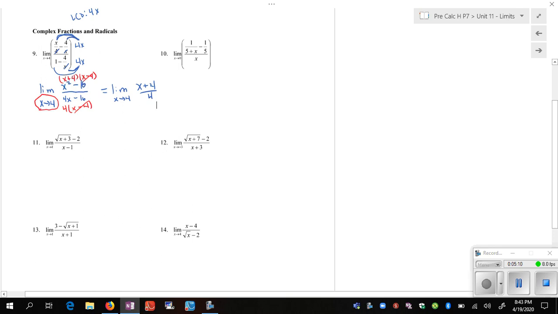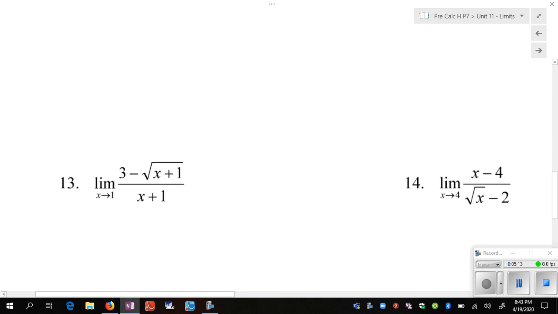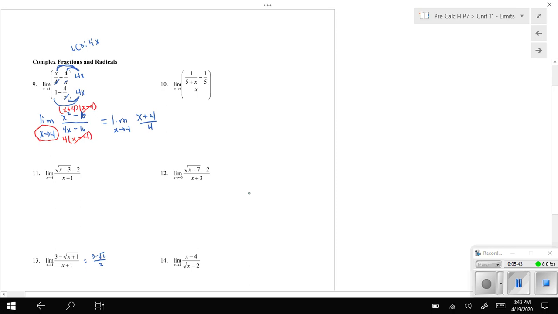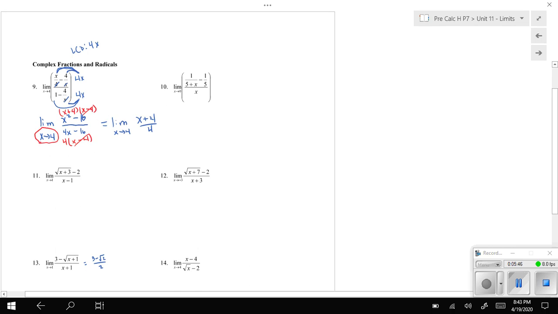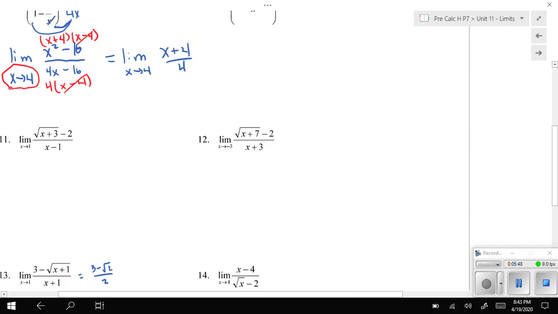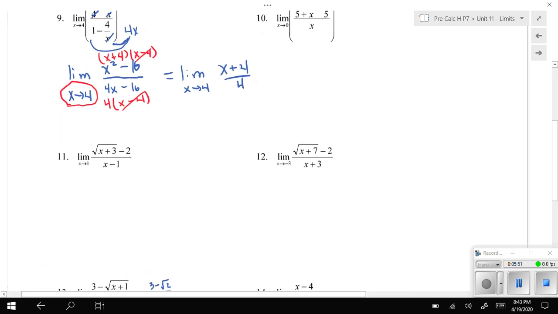Now, taking a closer look at this, already looking at 13, it's asking me for the limit as x goes to 1. Well, if I plug in 1, I get 3 minus radical 2 over 2. Now, that wasn't 0 over 0, so that means that's not a removable discontinuity. So this one, just by direct substitution, I get 3 minus radical 2 over 2, and that's just what it is. So a limit exists pretty much anywhere, unless there's a non-removable discontinuity, like a jump that can happen in a piecewise function or a vertical asymptote.